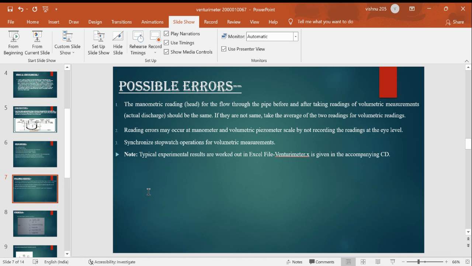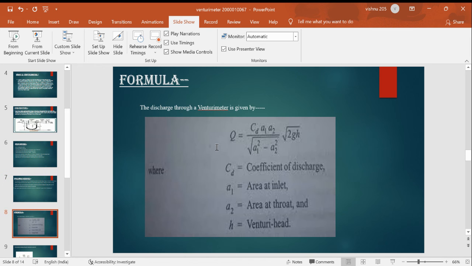Now, the possible errors are: the manometric reading for the flow through the pipe before and after taking readings of volumetric measurement should be the same. If they are not the same, then we have to take the average of the two volumetric readings. Secondly, reading errors may occur at the manometric and volumetric piezometer scale by not recording the reading at the eye level. Third, synchronize stopwatch operations for volumetric measurements. So these are the possible errors.